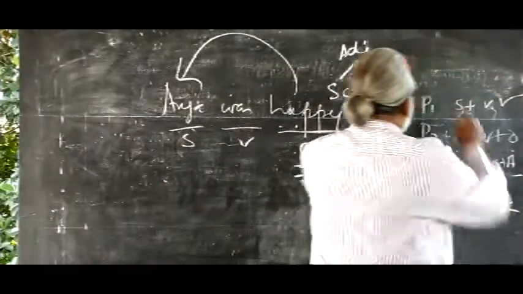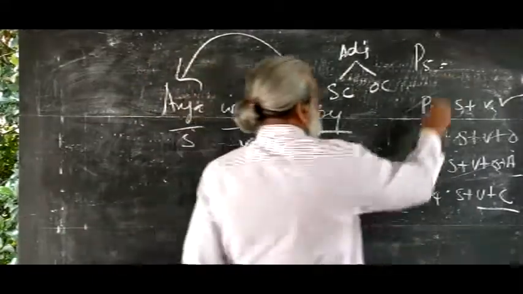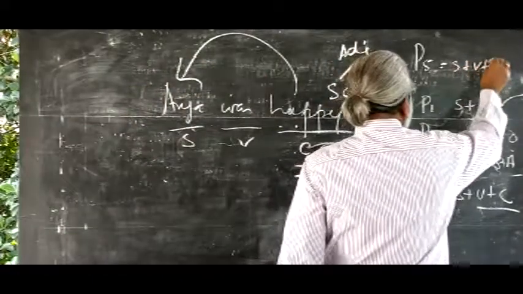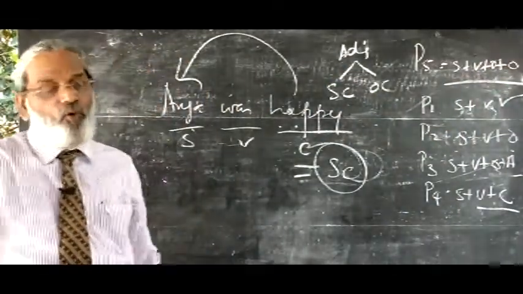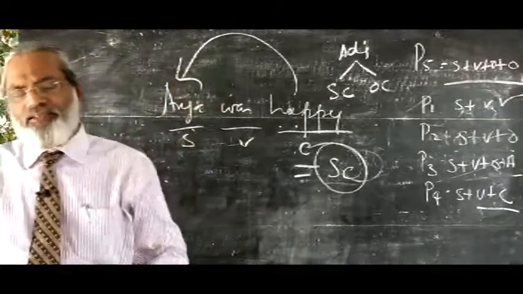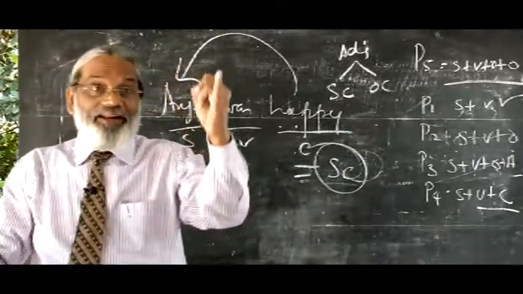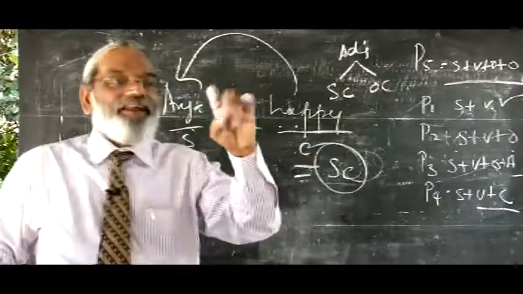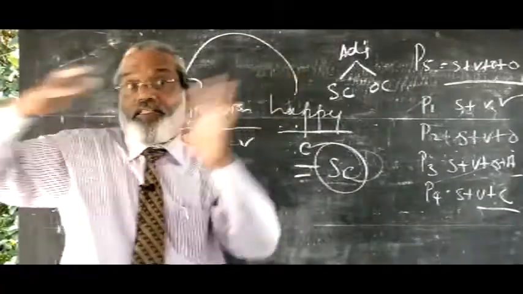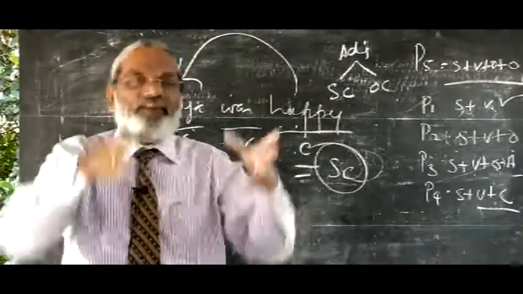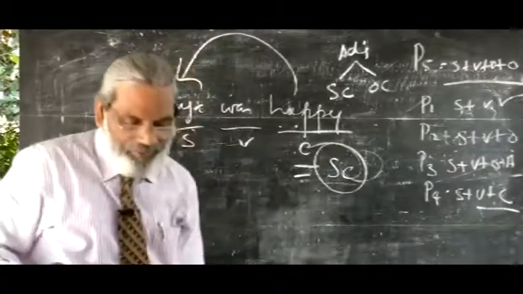Then pattern number 5: S plus V plus O plus O. Two O's are coming. What are the two O's? That was already discussed in the class. Two objects means one direct object and another indirect object. This indirect object is referred to as the dative case. Sometimes we have accusative case and dative case. Accusative case is the direct object. Indirect object is called dative case, that we have studied in the traditional grammar.